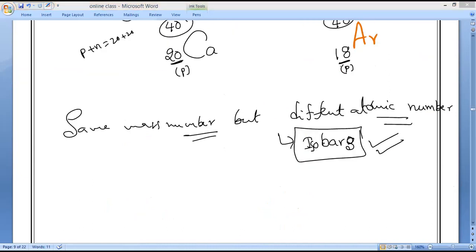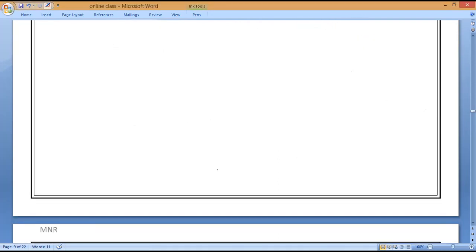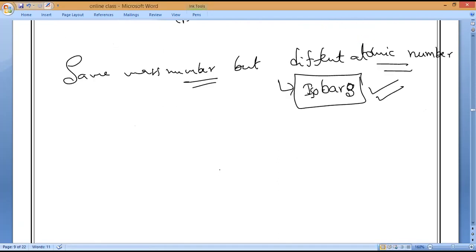The next concept we are going to study is atom. Please, all of you keep reading about the atom. What is an atom? That is our heading now. We are going to study what is an atom.